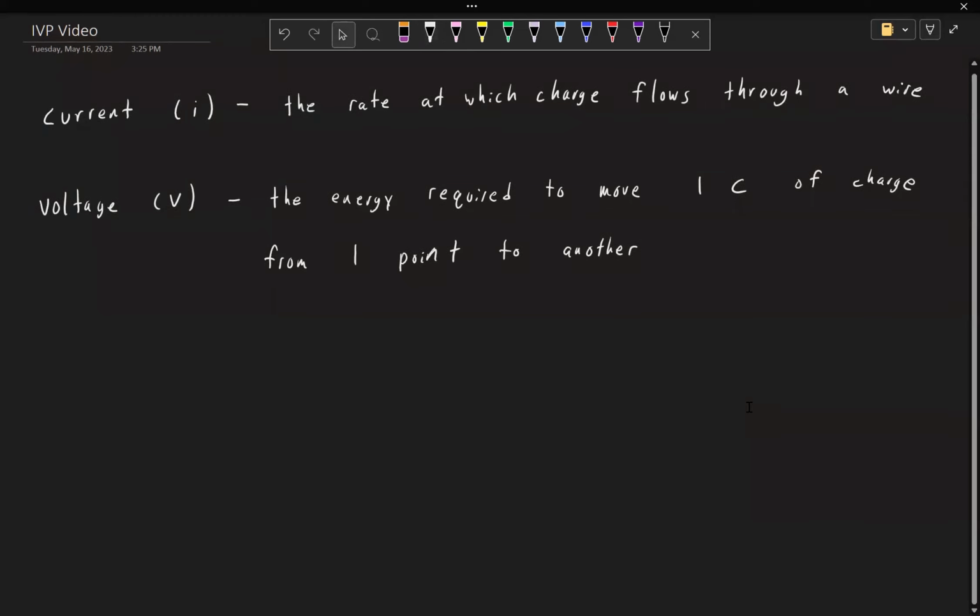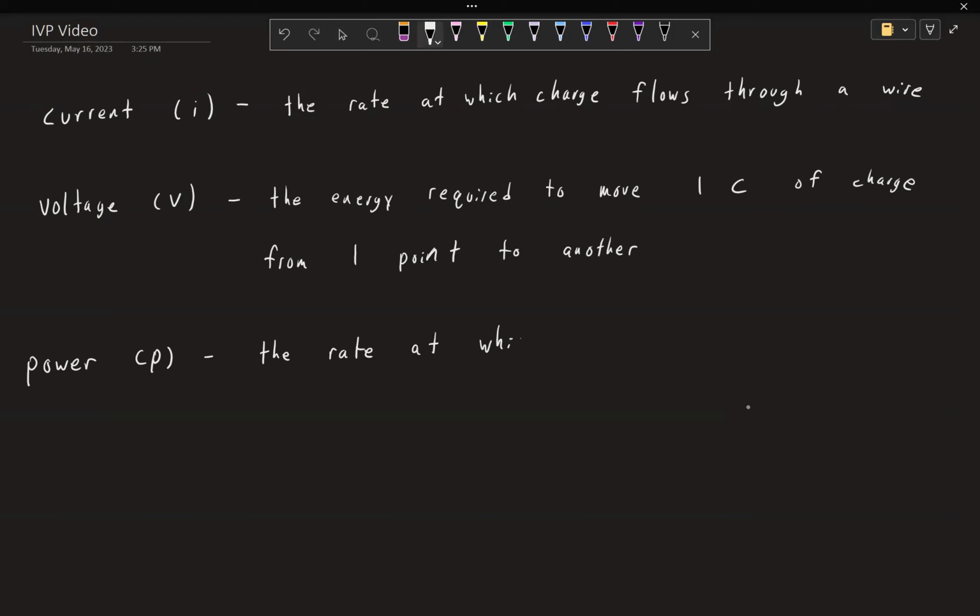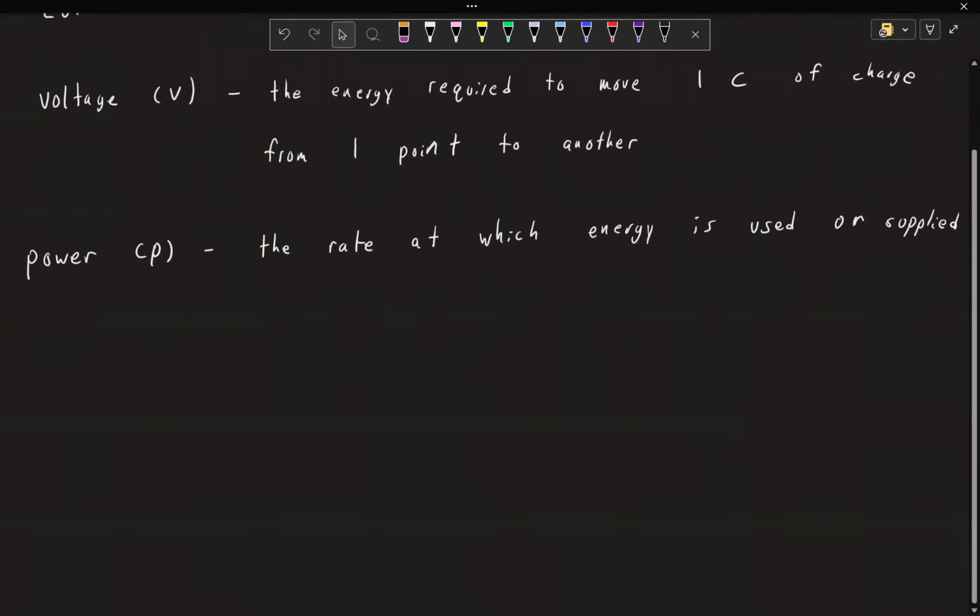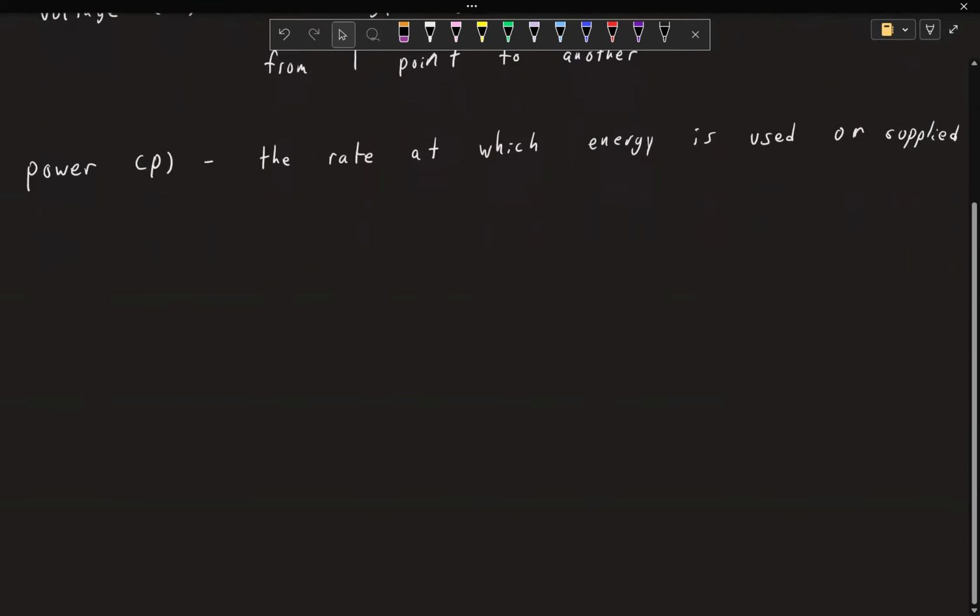And then power. Power is just the rate at which energy is used or supplied. Okay, so those are just some definitions. And now we can talk about them mathematically.